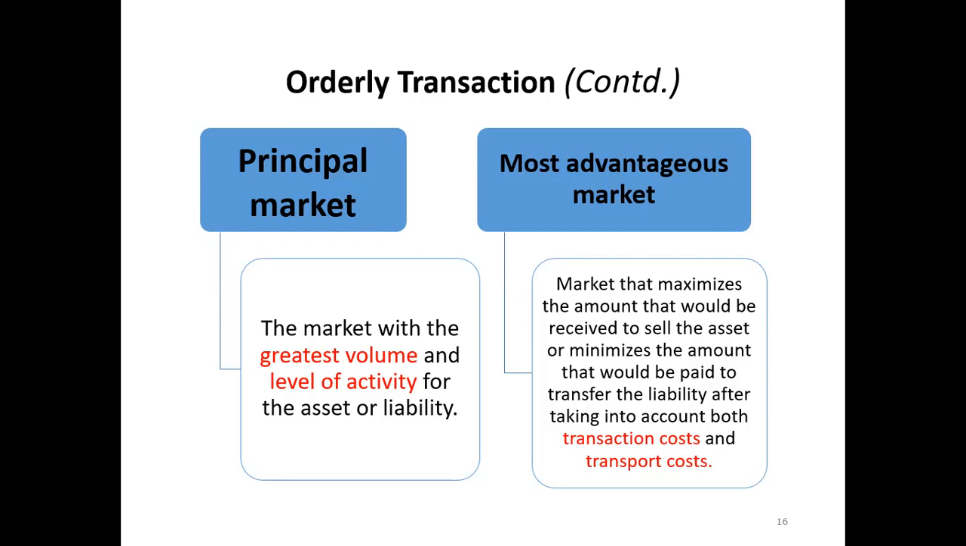Then what about the most advantageous market? In some instances, a particular entity may not have access to the principal market. For a particular product, there is a principal market, but a particular entity may not have access to it. Right? In certain markets, the access is limited to certain parties. So let's say that in this instance, you don't have access to the retail market.